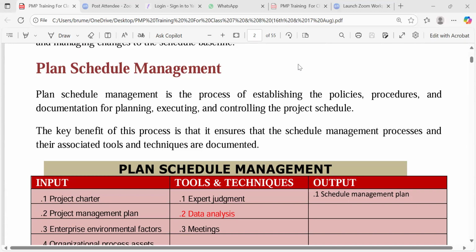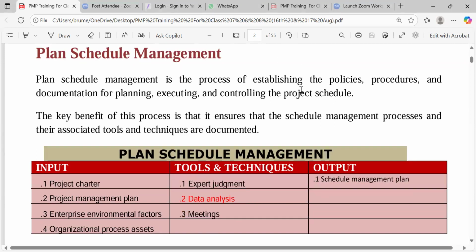All right, plan schedule management. This is what we want to do right now as professionals. We want to plan the schedule management and come up with policies and procedures. What are those policies? What is required of us to do? What do we need? What would be our input for us to be able to plan the schedule management?